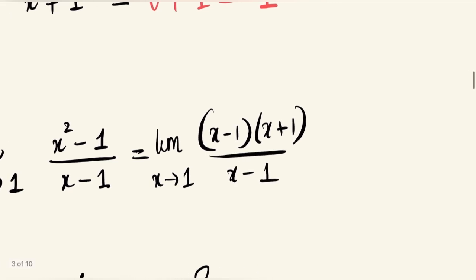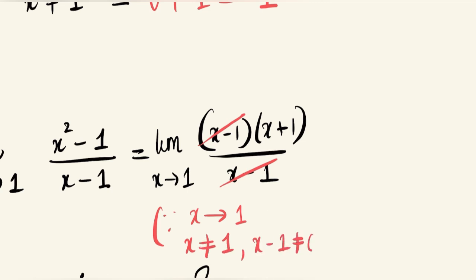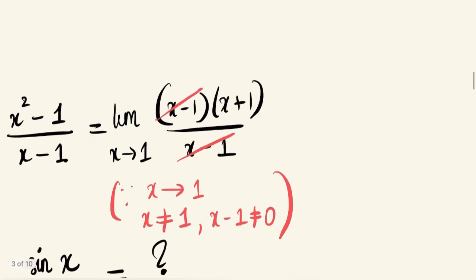Now you can see that there is something common in the numerator and the denominator. You can cancel it out. Also, the reason for cancelling here is that when x is approaching 1, x never becomes equal to 1, which means that x minus 1 is never equal to 0. And that is the reason you can cancel the numerator and the denominator. Also, another very important point to be noted. So all you are left with right now is limit of x plus 1 as x approaches 1.